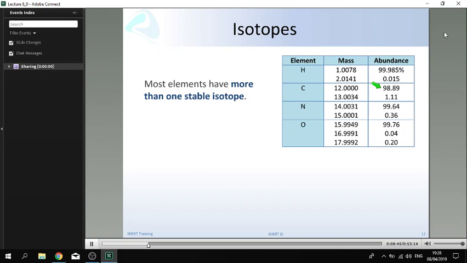When it comes to carbon, 98.89% of carbon has a mass of 12, but there is 1.11% that has a mass of 13. Same thing with oxygen, for example, where we can see that we actually have 3 different isotopes that are different just by 1 Dalton. So 1 Dalton difference means that they just have 1 neutron more.